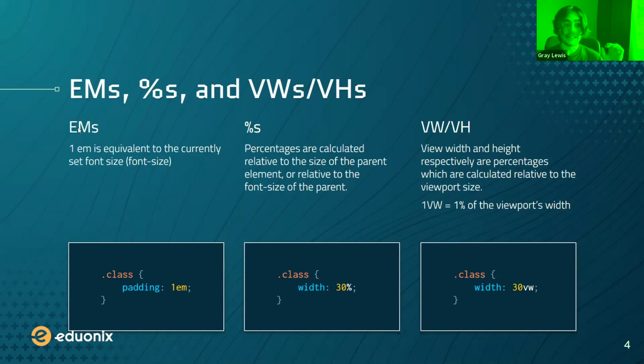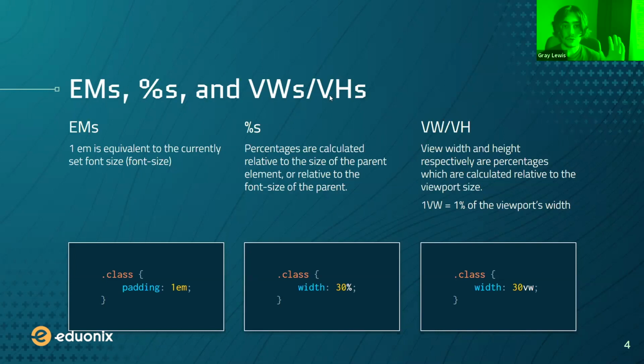And then finally, we have EMs, which are also super useful. They are equivalent to the currently set font size of an element. So this is really great for things like setting padding within an element. If we have a box and there's text inside that box, and we want to add a little bit of space around that text, defining that space relative to the text inside that box is going to create a feeling of consistency in the visual design of your web page.